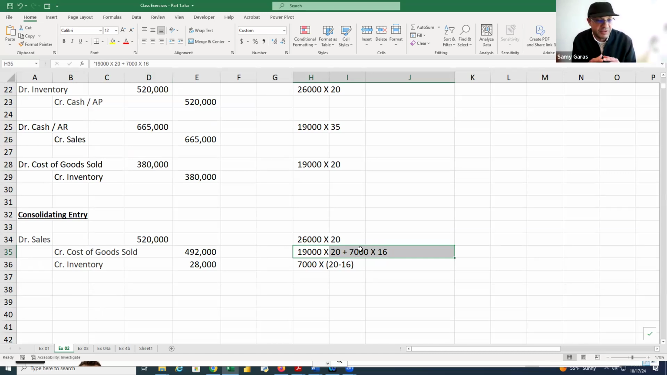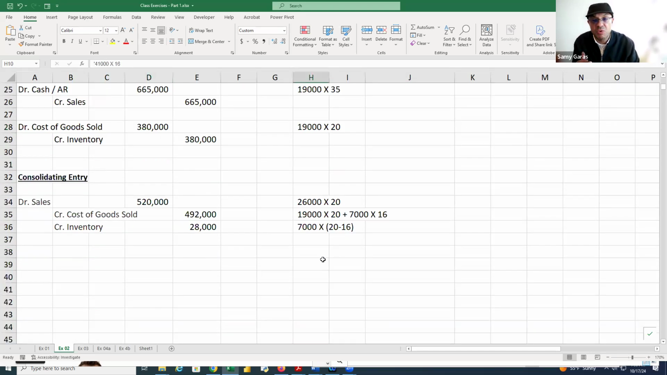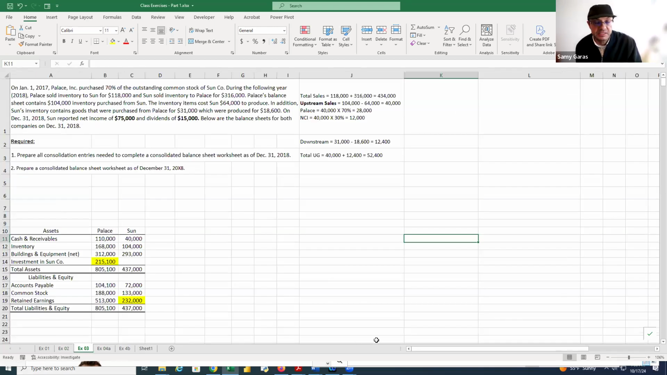Now the remaining inventory, which is 7,000 units, times the difference between the selling and the cost, $4, will go here under inventory. Why do I credit the inventory? Because we didn't sell these goods. Yes, we sold them from the parent to the subsidiary, but they didn't go to the final customer. And this would be the second exercise.